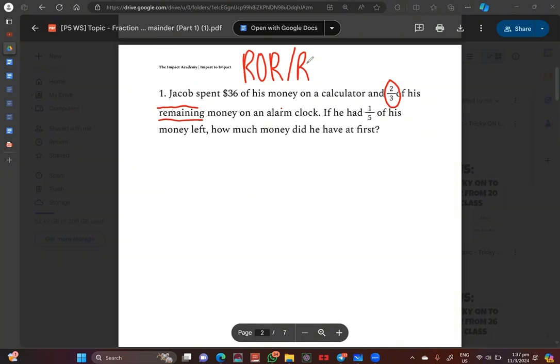Then the second thing I want to ask myself is whether this is type A, type B, or type C. I know it's type C. You refer to your cheat code book, and type C says that the keyword is if it starts with a whole number. Can you see how this question starts with a whole number? Okay, so that's one thing I want you to write first.